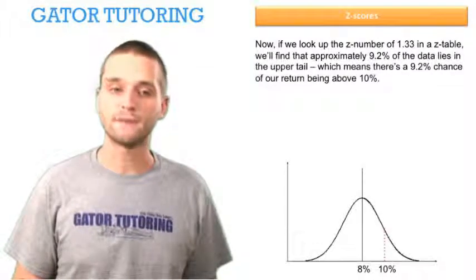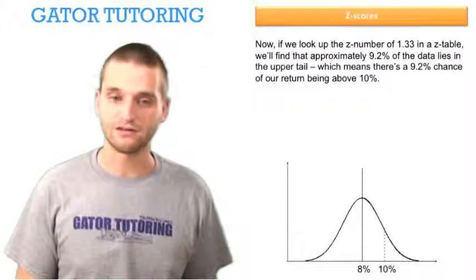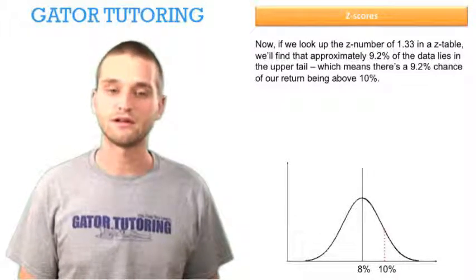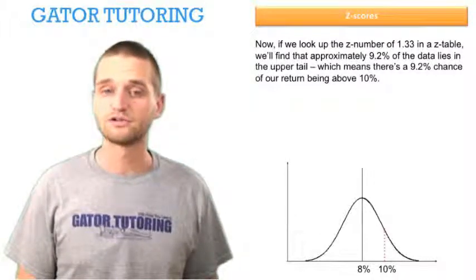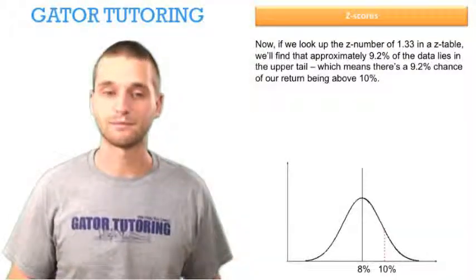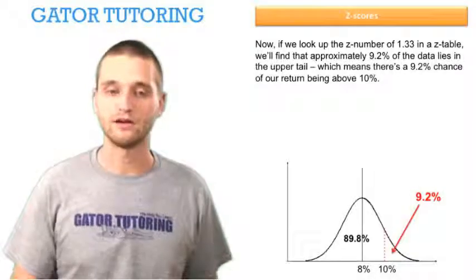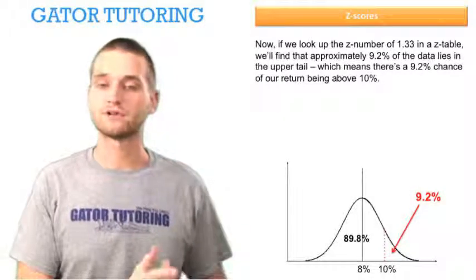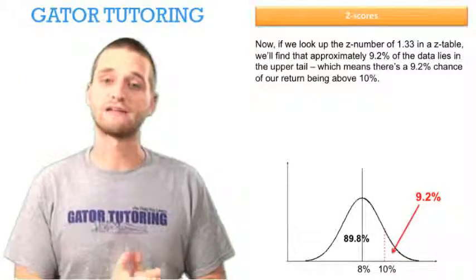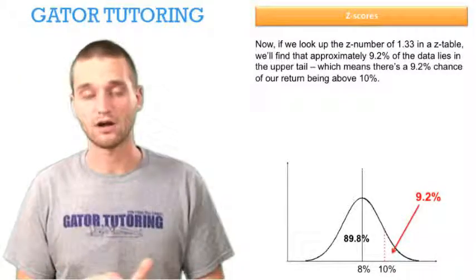Now, if we look up the z-number of 1.33 in a z-table, we'll find that approximately 9.2% of the data lies in the upper tail, which means there's a 9.2% chance of our return being above 10%. And so again, the table gives us how likely it is that we'll get a piece of information that's in the upper tail of the distribution, above our z number.